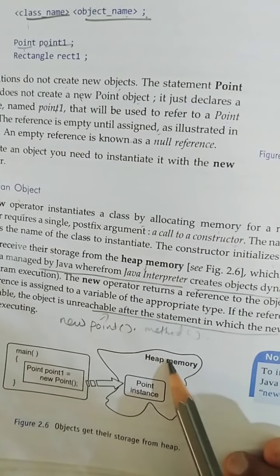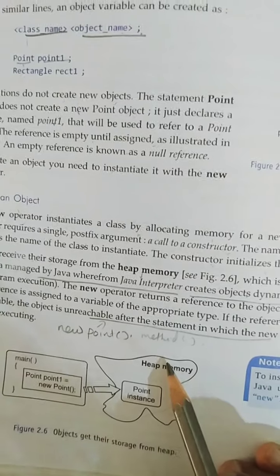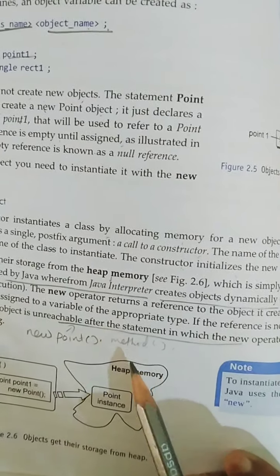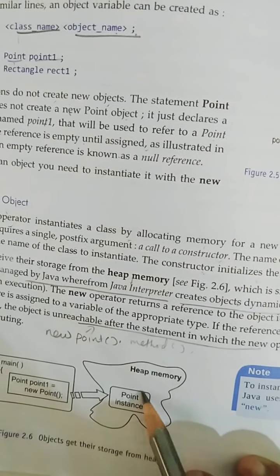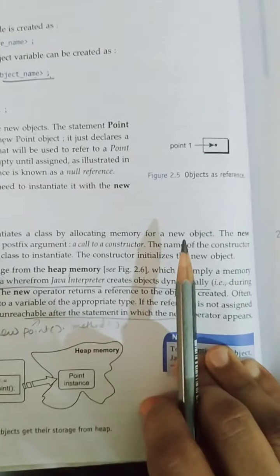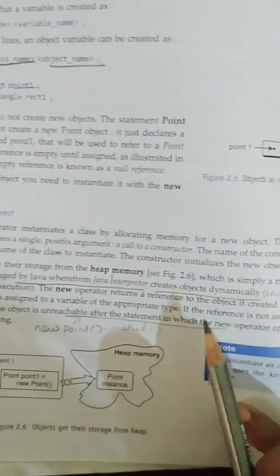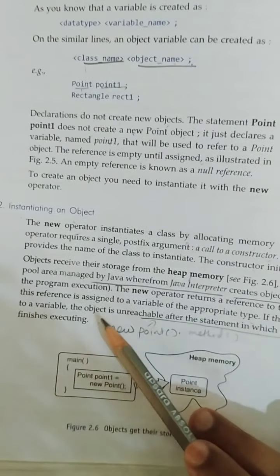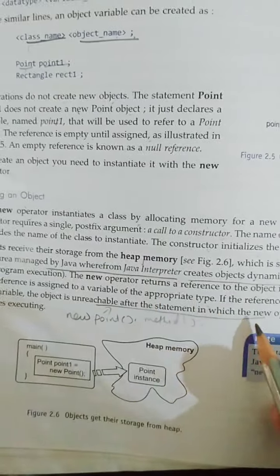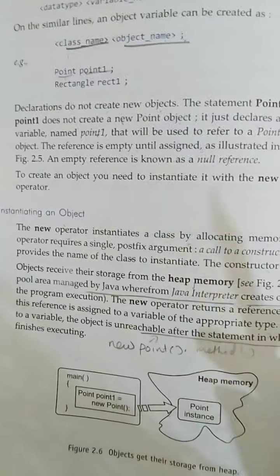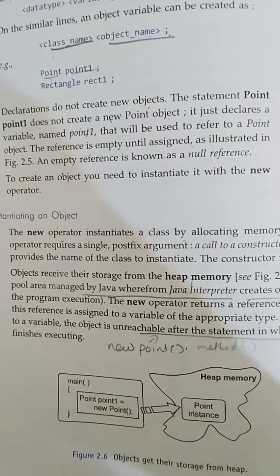Here, the Java interpreter will create objects dynamically, that is, during runtime the Java interpreter will create objects in the heap memory. The new operator returns a reference to the object it created. Often the reference is assigned to a variable of the appropriate type. If the reference is not assigned to a variable, the object is unreachable after the statement in which the new operator finishes execution. I will show you an example, then you will understand.